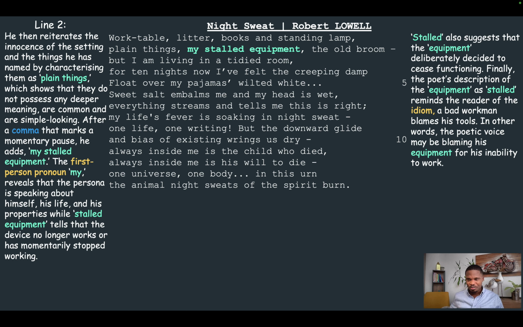Additionally, his listing of each item individually also creates the impression that he's pointing to them, right? One by one. So work table, letter, books, standing lamp. That's the impression that I get. So he's pointing to them one by one and introducing them to the reader, the way a house owner would do to a visitor to familiarize them and make them feel comfortable during a visit. So he wants the reader to familiarize themselves with this environment where he stays.